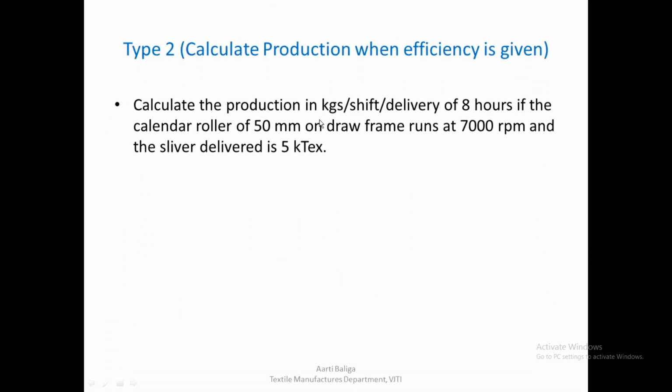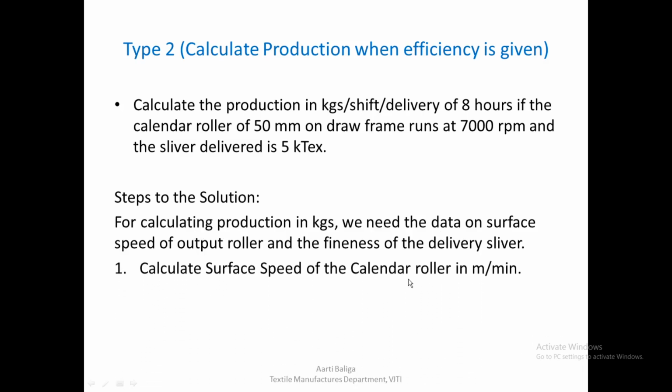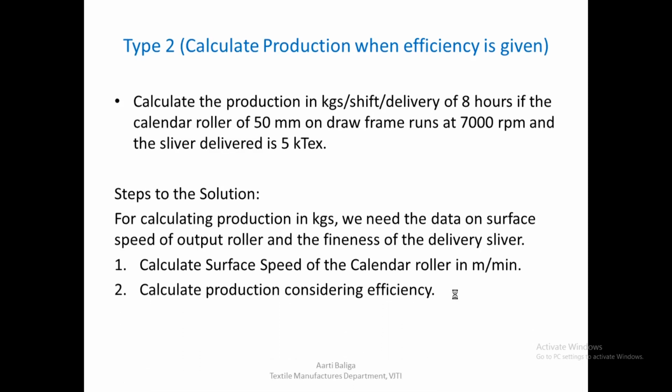So now we come to another type of problem related with efficiency. Suppose we are given the efficiency in the problem and we are asked to find out the production. So calculate the production in kgs per shift per delivery of 8 hours if the calendar roller of 50 mm runs at 7000 rpm and the sliver delivered is 5 ktex. So steps to calculating would be the same. First I need to calculate the production, which would be the expected or theoretical production at 100% efficiency. So for that, first I need to calculate the calendar roller speed in meters per minute. Then I need to calculate production considering efficiency.